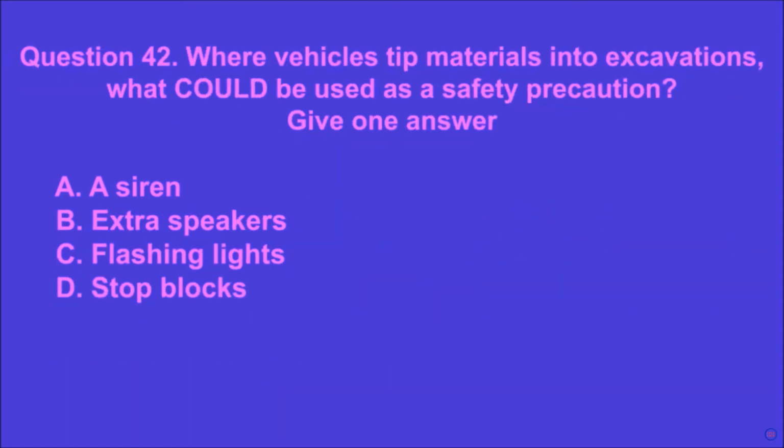Question 42. Where vehicles tip materials into excavations, what could be used as a safety precaution? Give 1 answer. A. A siren. B. Extra speakers. C. Flashing lights. D. Stop blocks. D is the correct answer.